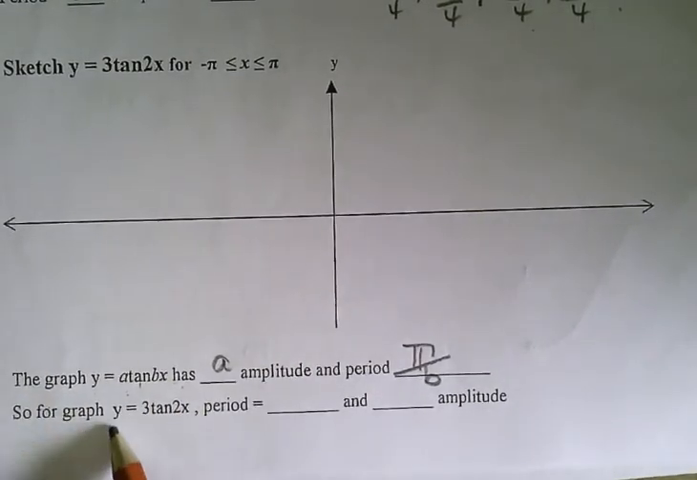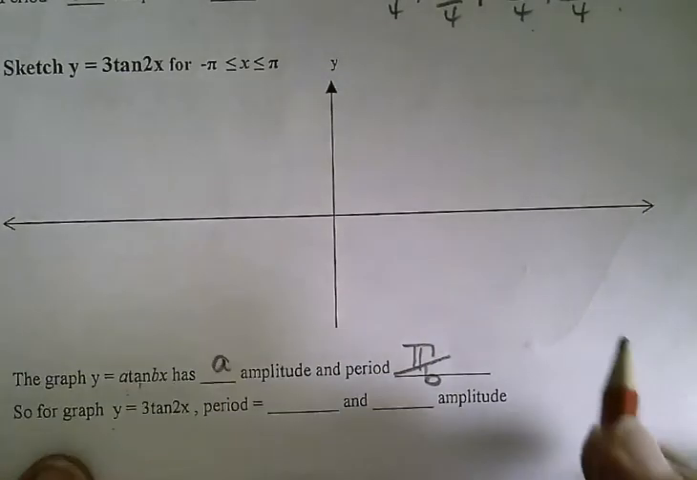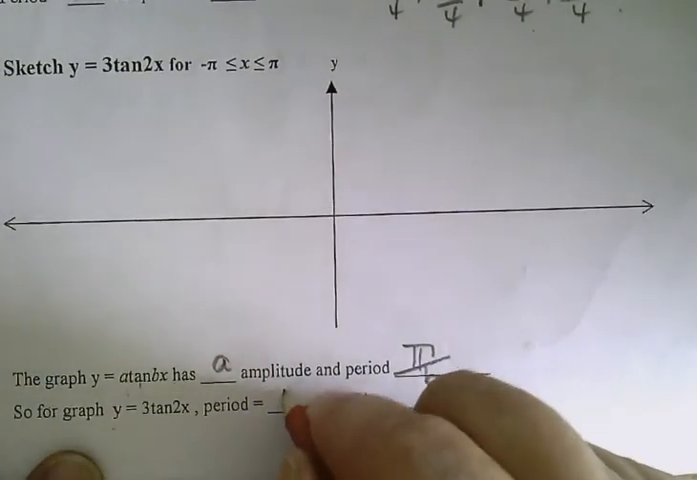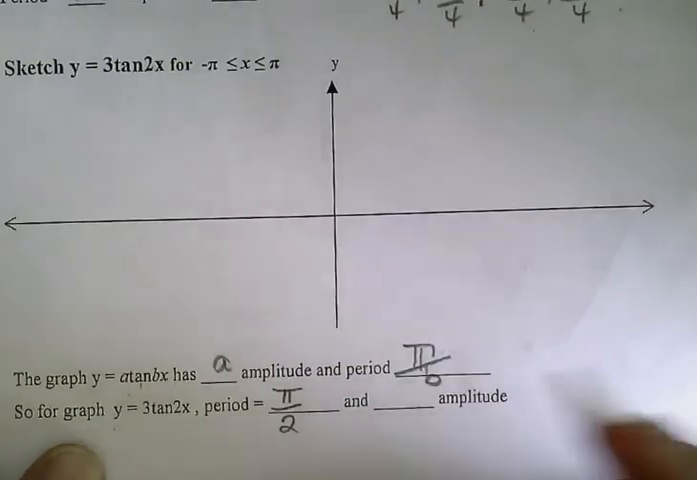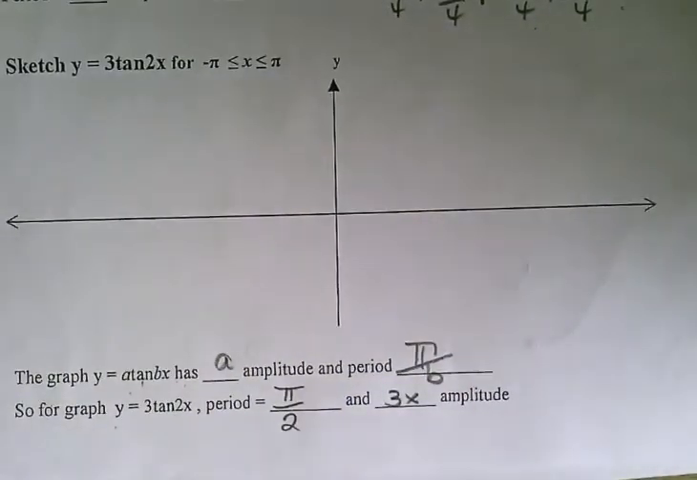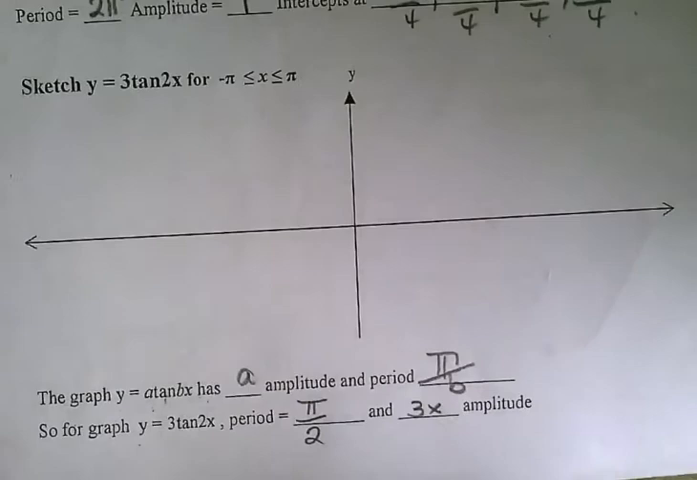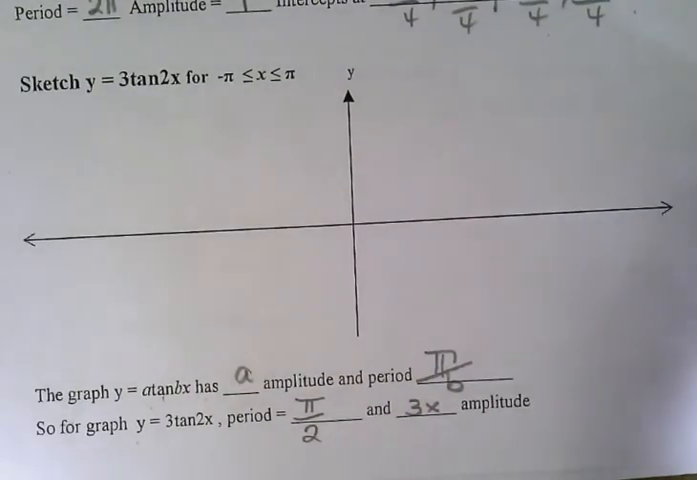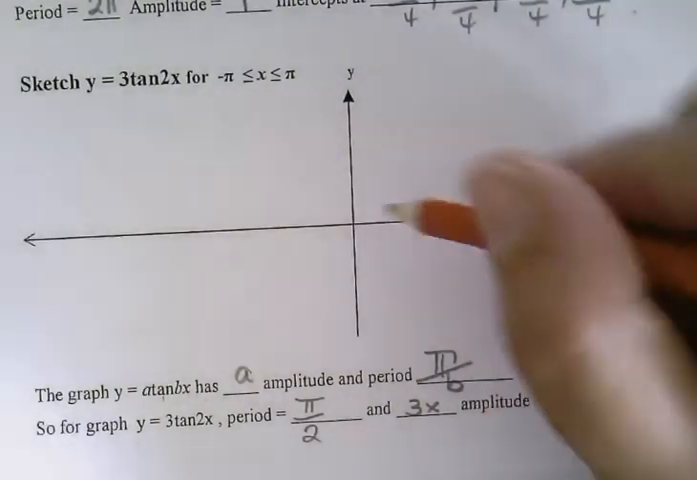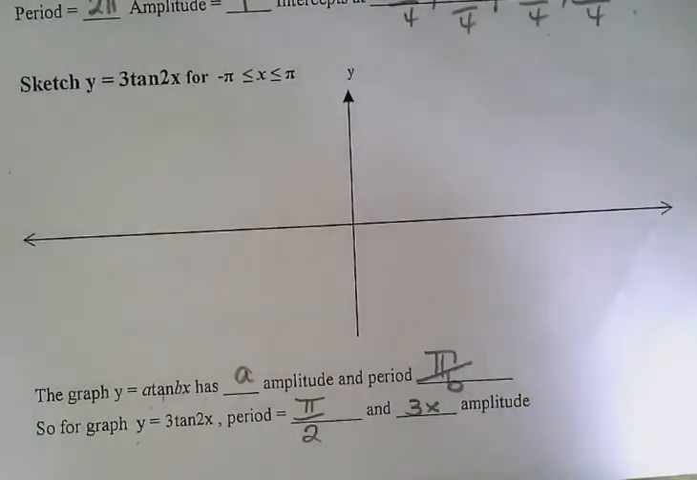All right, so for the graph y equals 3 tan 2x, what's the period? Pi on 2, and I'm just going to say 3 times the amplitude. Got it? It's going to be 3 times as high as what it normally would be. The amplitude's not 3. That means it stops at 3. It's 3 times what it normally would be. Do you get it? So instead of, you know where you've got tan 45, it's 1.